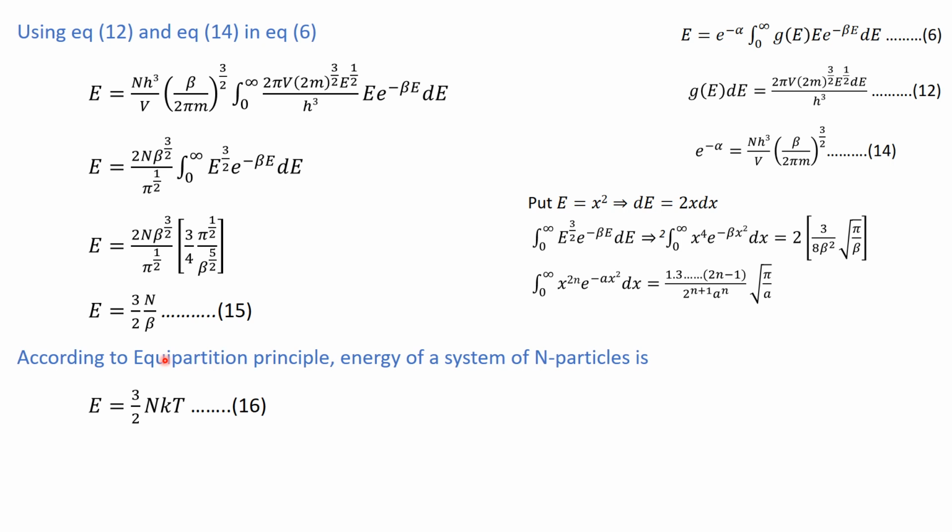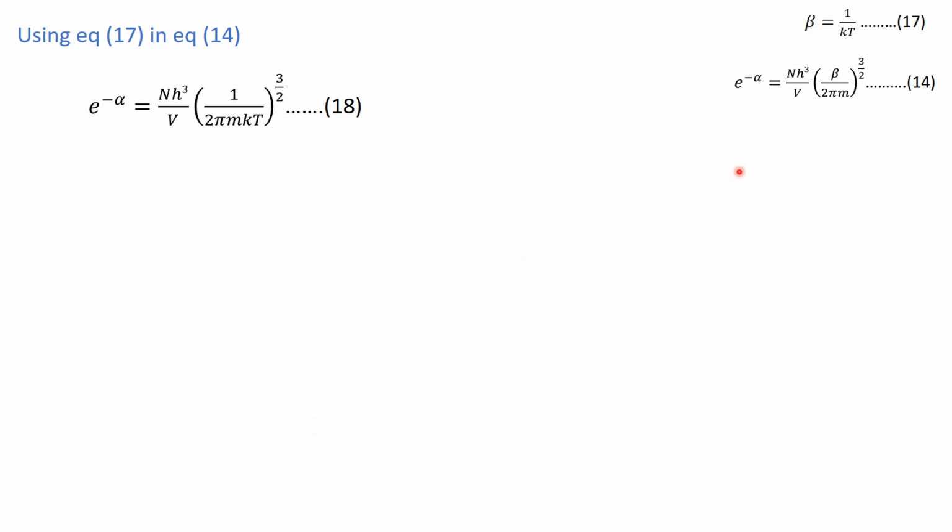Now according to the equipartition principle, the energy of the system of N particles is given by this. So if you compare these two relations, from here you can get beta is equal to 1 by kT. So here we have calculated the value of beta, which is the inverse of the Boltzmann constant and absolute temperature. Now if you put equation number 17 and equation number 14, you will get this relation. So beta is 1 by kT.